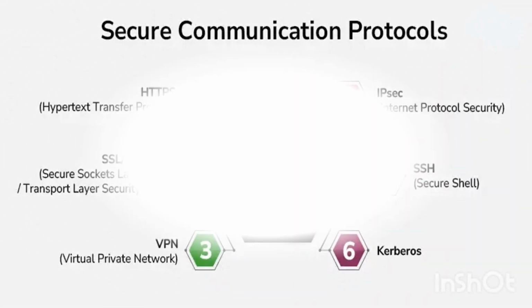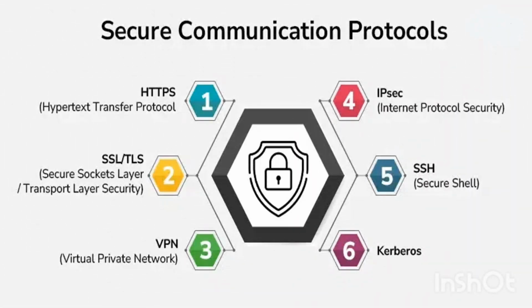Now this diagram describes the secure communication protocols. HTTPS. The S stands for Secure Hypertext Transfer Protocol. Second is SSL, that is Secure Socket Layer, and Transport Layer Security. Next is VPN, Virtual Private Network. Next is IPsec, which stands for Internet Protocol Security. The next is SSH, that is Secure Shell. The last is Kerberos.